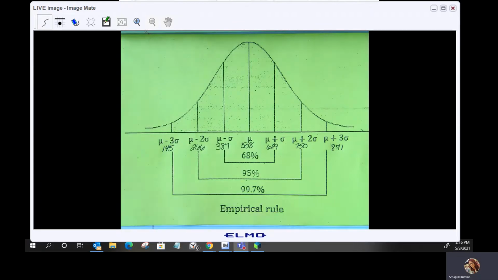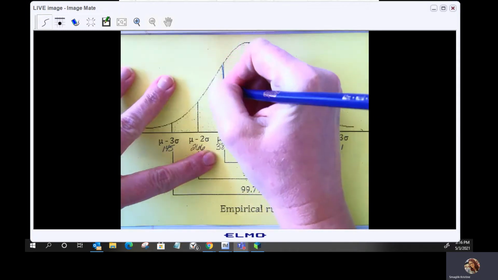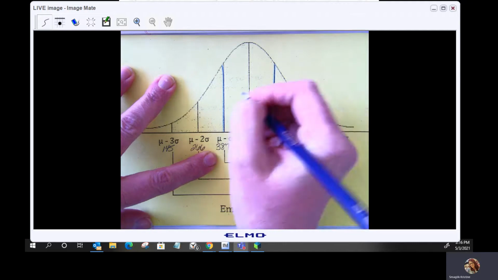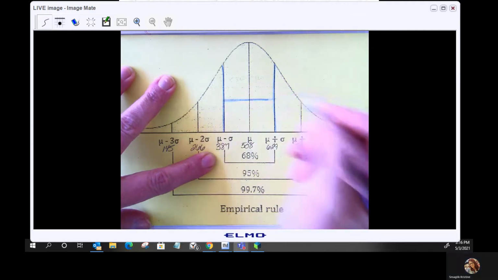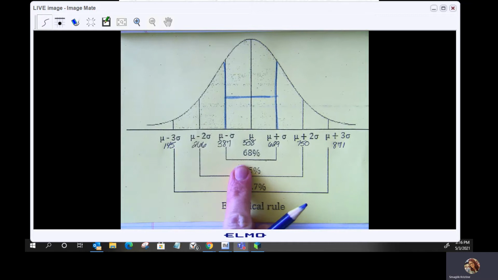So now we are asked, what proportion of students receive scores between 387 and 629? So again, here's 387, and here's 629. So all of my data values fall in there. So that is going to be 68% of my students.